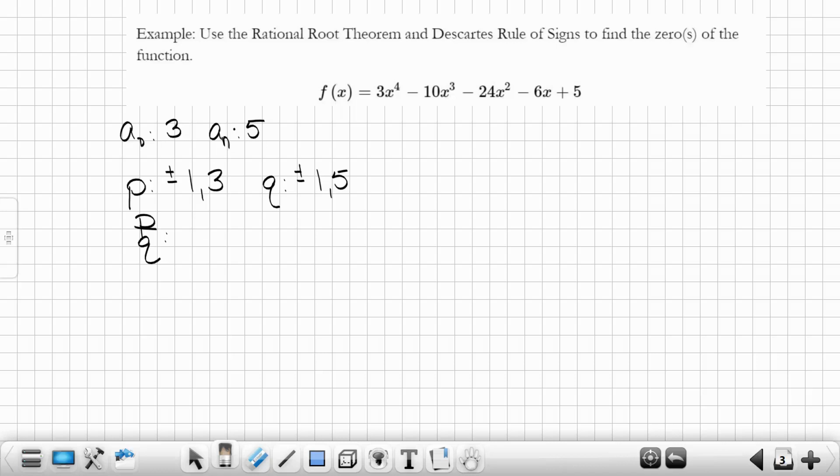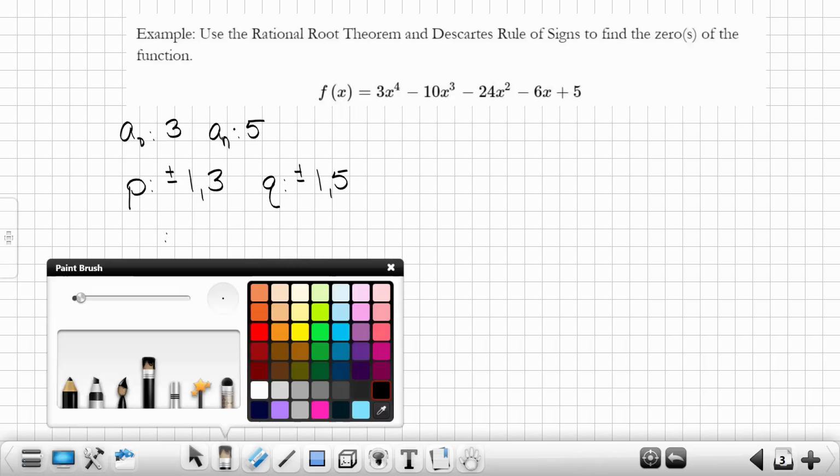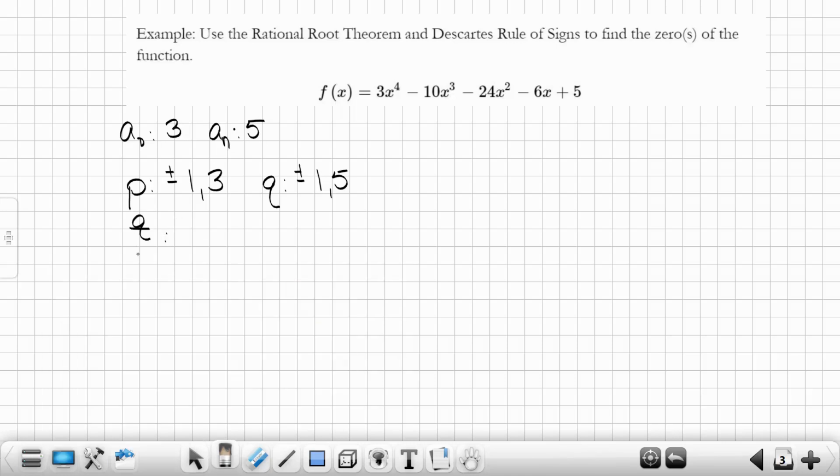Q over P, my apologies. Q's over P's. So take the first possibility: 1 over 1, 1 over 3, 5 over 1, 5 over 3. So right now we've got 8 possibilities. I'll do a quick reduction.